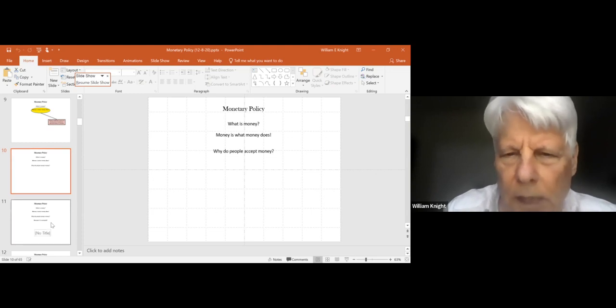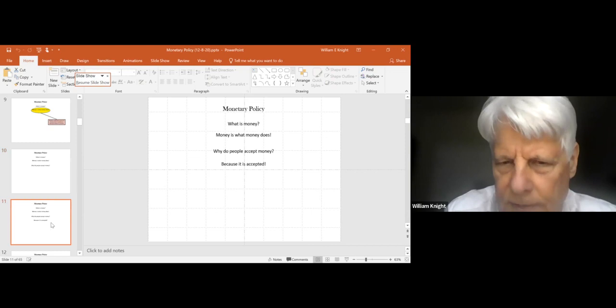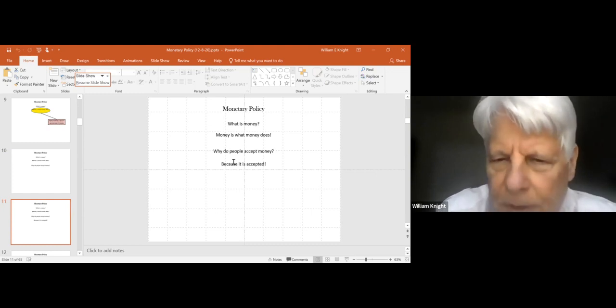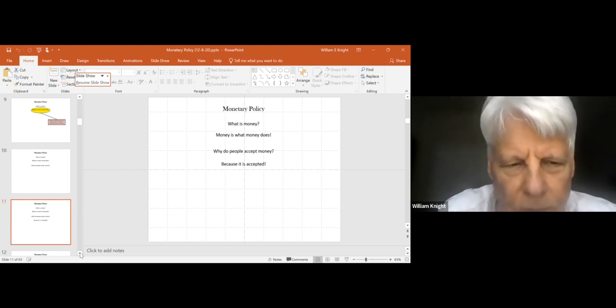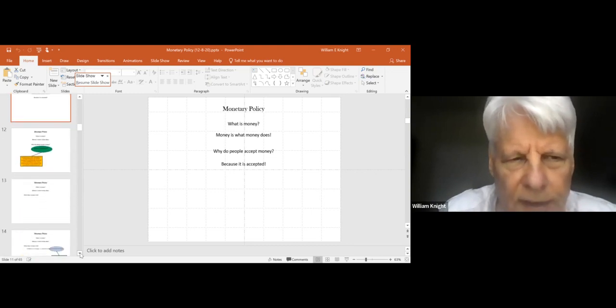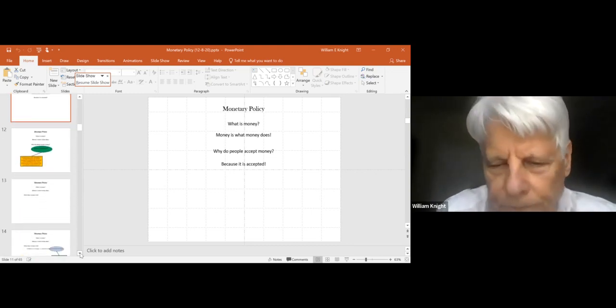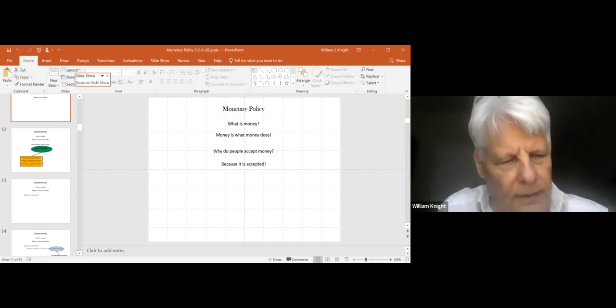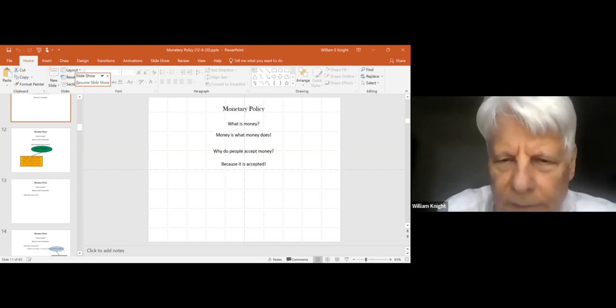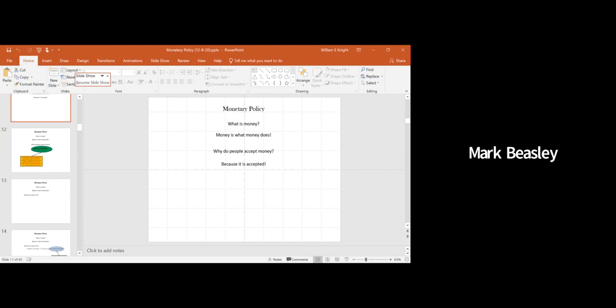Now, if that's not glib enough for you, money is what money does, let me just add this. Why do people accept money? Money is accepted because it is accepted. Now, what kind of a thing is that for a teacher to say? That's sort of a tautology. Actually, I'm sorry, go ahead, Mark.